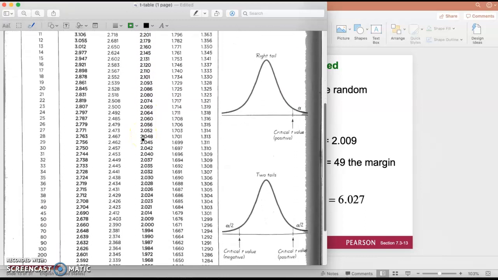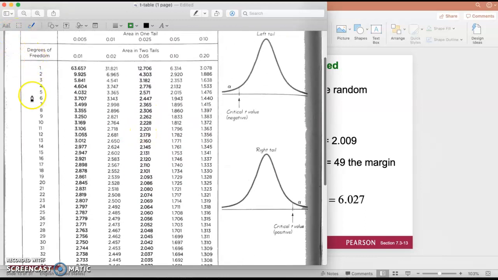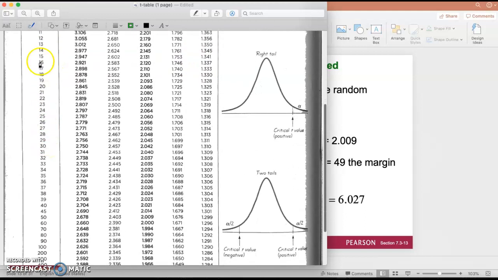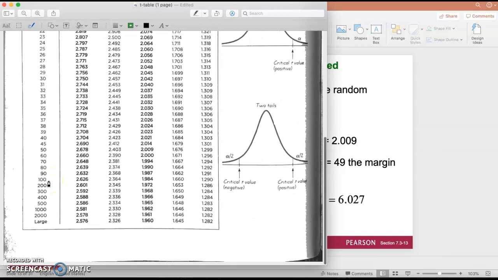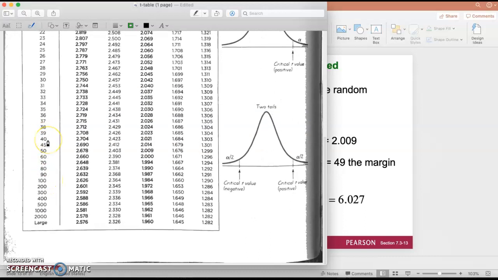Now, looking in this t-table, these are all my degrees of freedom values over here, so all my n-1 values. So if I had a sample size of 2, then this would be where I'd look for my degrees of freedom of 1 and look for the respective critical value. But notice I don't have every possible value that I want. So for this particular problem, I don't have a degrees of freedom of 48 anywhere in here. The closest I have is 50.